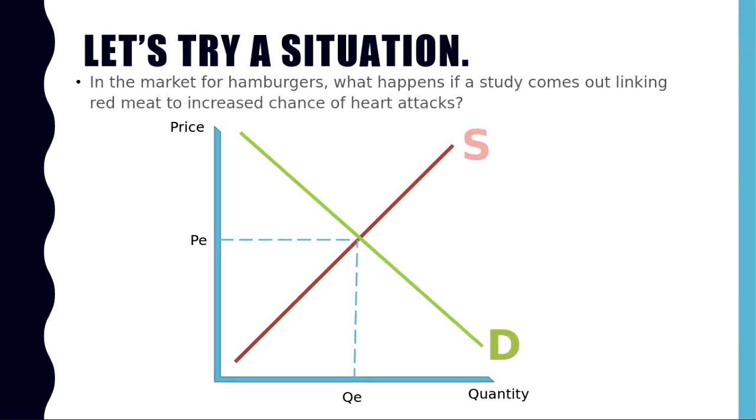So now that they're both on the same graph, we have to work through what happens when things change in the world. Okay, so let's try a situation together. We've got our basic supply and demand graph, and the question says, in the market for hamburgers, what happens if a study comes out linking red meat to an increased chance of heart attack? Okay, so get ready to type in the box. Is this a supply or demand issue?